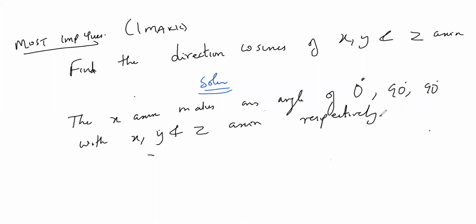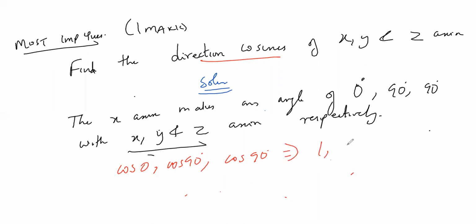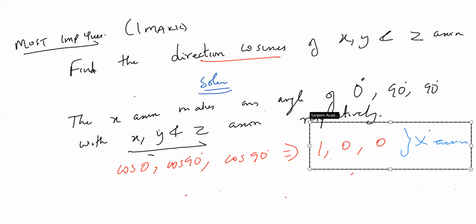What about our y axis? So if I'm writing x, y and z, what is the inner meaning of this? It makes cos 0, it is direction cosines, right? So cos 0, cos 90 and again cos 90. So what is the direction cosine on x axis? Cos 0 is 1, so 1 comma 0 comma 0. This is with respect to the x axis. Put it in a box.